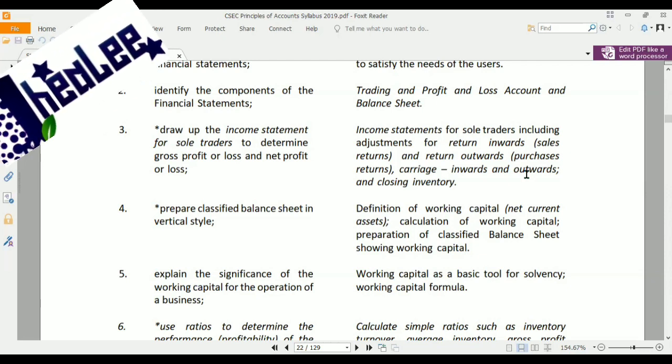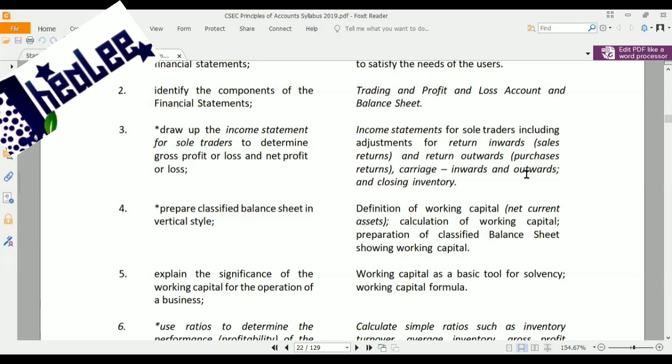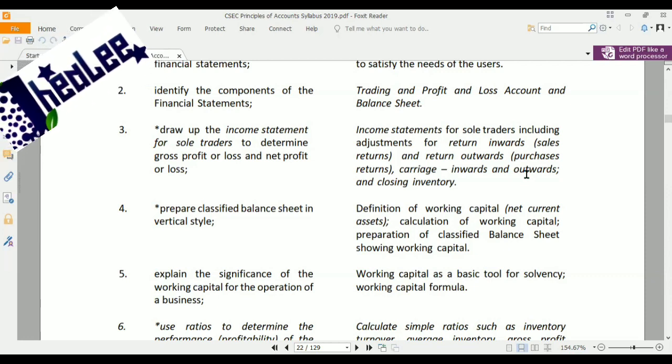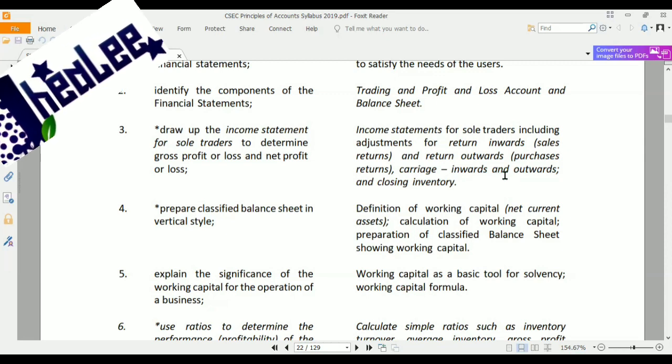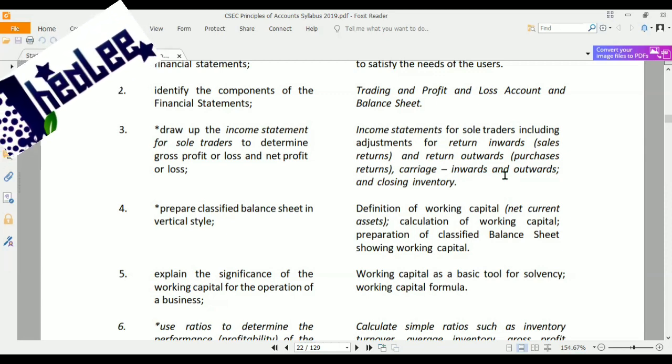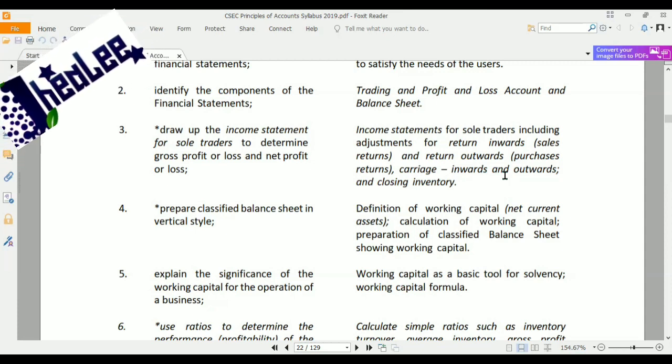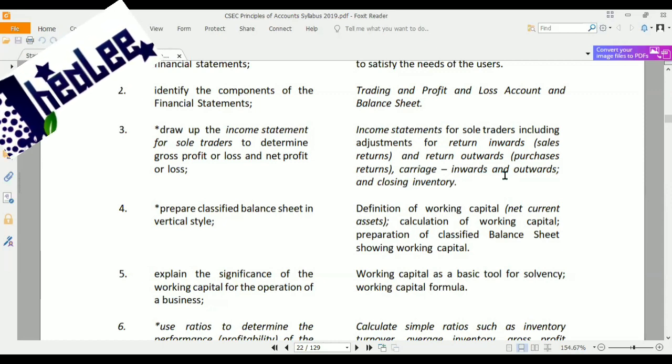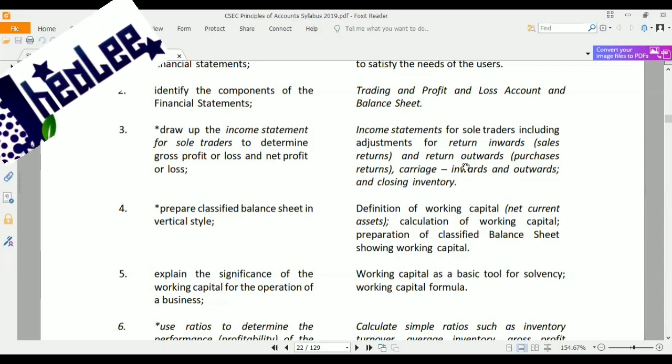Likewise, when you go over to your balance sheet, you would have to reduce your debtors of that value for the bad debt. Things like your return inwards, you need to know the alternative term, return outwards, carriage inwards, and carriage outwards. Carriage is transportation, so you might say transportation in instead of carriage inwards, and transportation out instead of carriage outwards. And your closing inventory, basically your closing stock. So you need to know how to treat these when you're preparing your income statement.